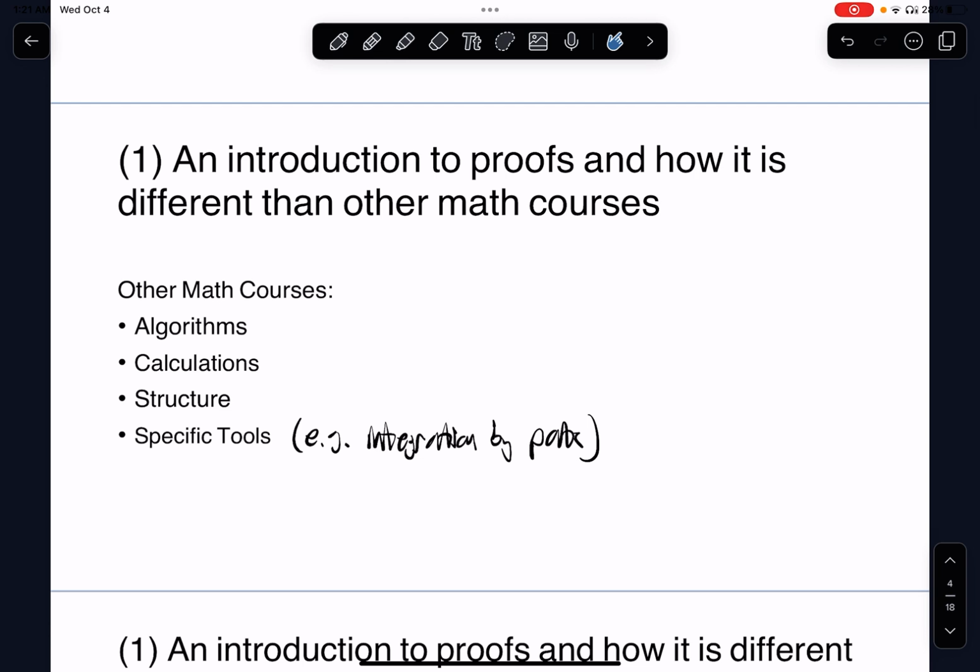For other math courses, they usually rely on algorithms, calculations, very specific structure, and specific tools. An example of this is integration by parts. It's kind of like an algorithm that you plug and chug when you have a specific problem in your calculus journey, and you just plug in the calculations. You don't understand the why behind it, and you don't need to understand the why behind it unless you take a course like 4 to do that. You just use it to solve a problem that you're currently working on within that structure. And it's one of those specific tools.